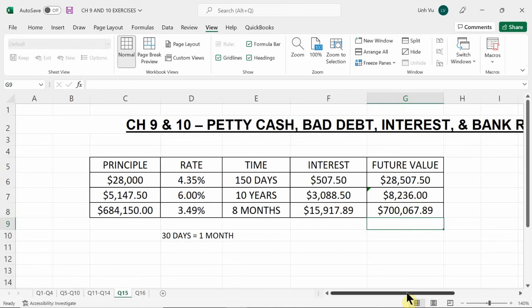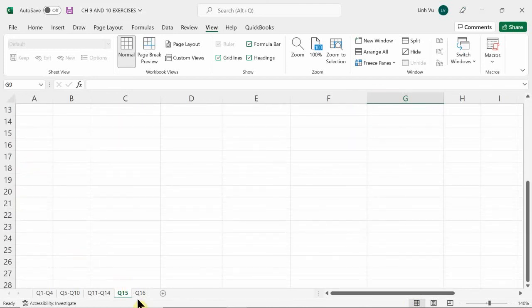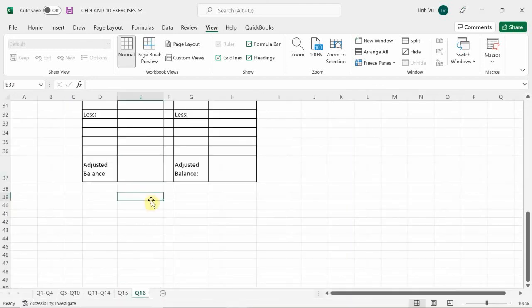Like I mentioned, I can't assume everybody can use Excel or have a graphing calculator, so I am only going to be testing you on just simple interest. That's exactly why we are practicing just simple interest. All right. Last question of the day is question 16.